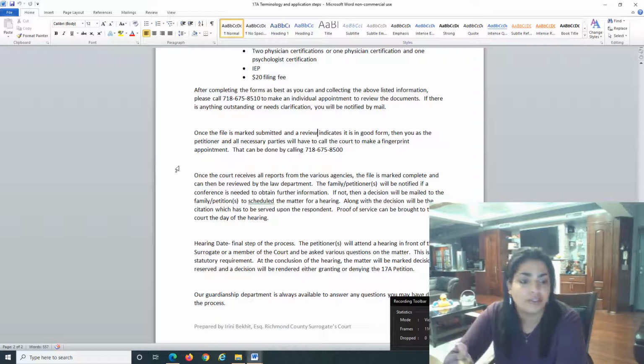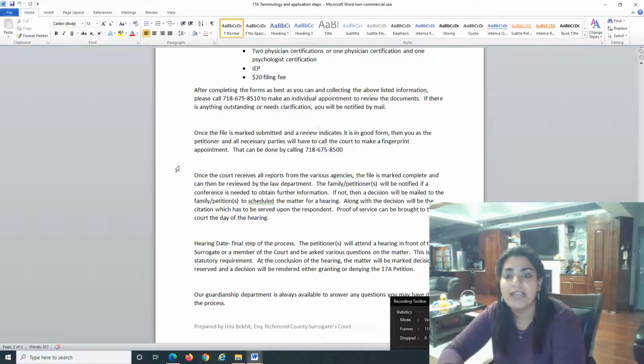You have to serve the citation, but you'll get a decision in the mail. We communicate in writing, so everything that we do with you is going to be in writing. So if there's anything outstanding, if we need a conference to be held, or if the matter is ready for a hearing, you get everything in writing.